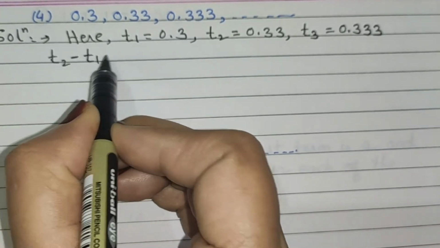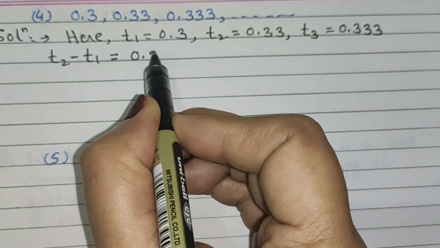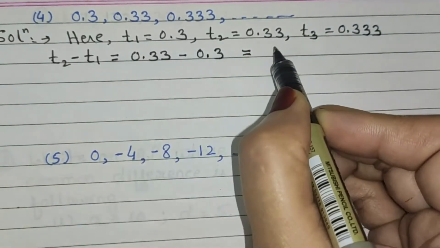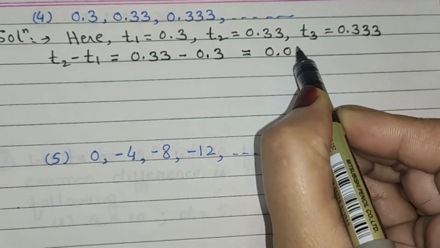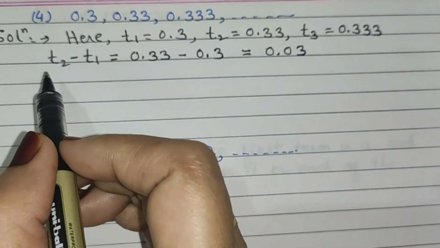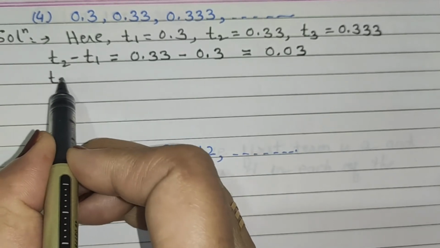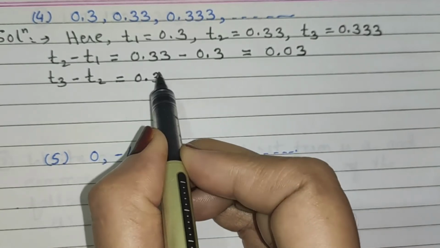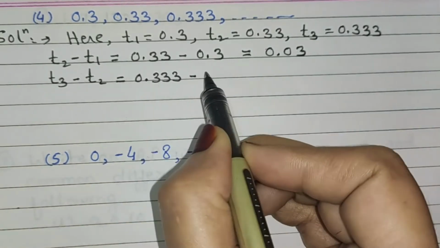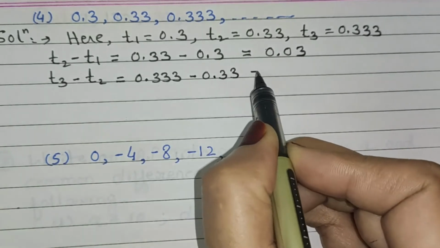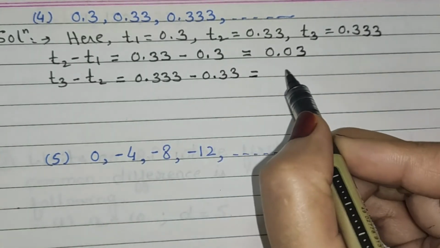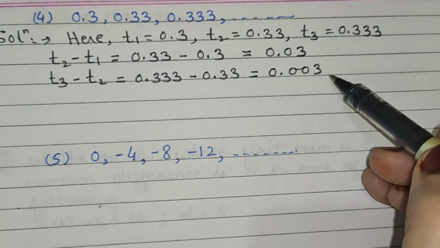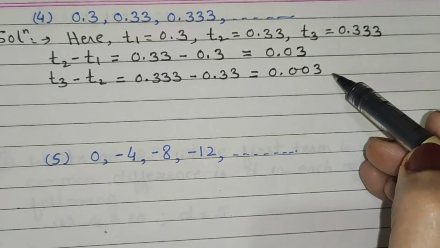T2 minus T1, which is equal to 0.33 minus 0.3. Now solve it, we get 0.03. Now the next one, T3 minus T2, 0.333 minus T2 is 0.33. Now subtract it, we get 0.003. Look at the difference carefully, they are not same.